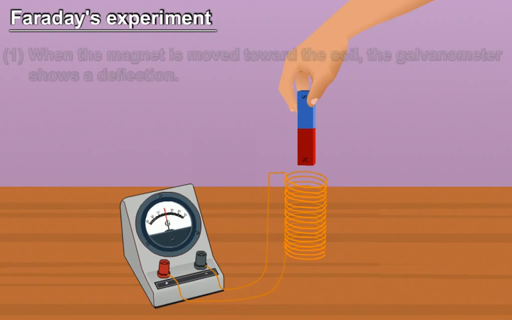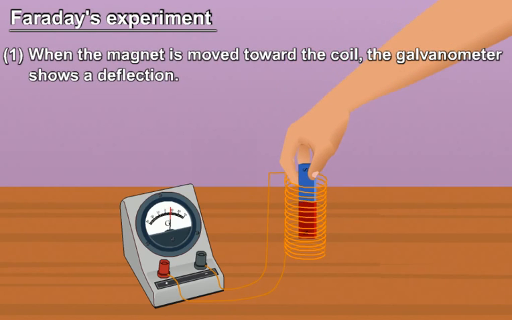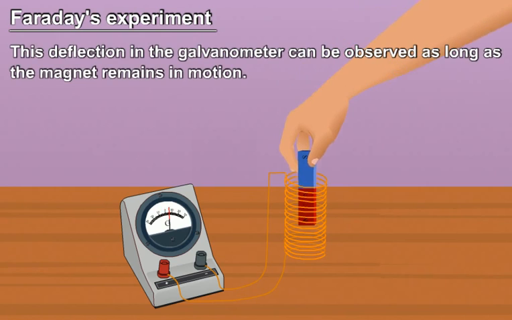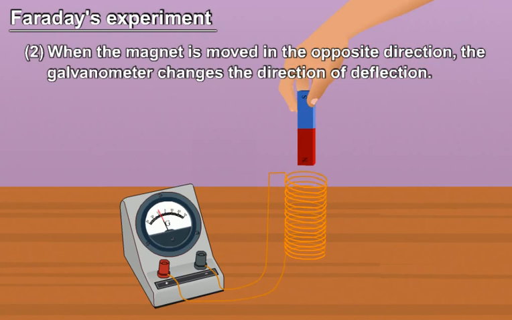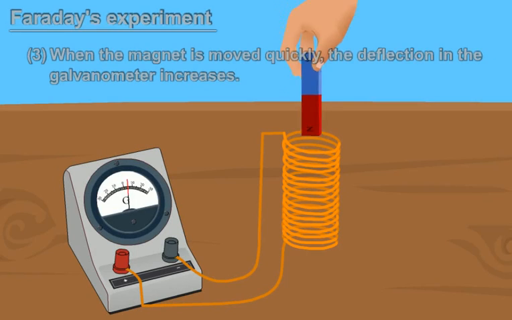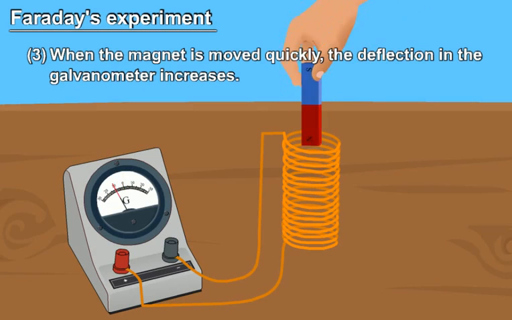Faraday found that when the magnet is moved toward the coil, the galvanometer shows a deflection. This deflection in the galvanometer can be observed as long as the magnet remains in motion. When the magnet is moved in the opposite direction, the galvanometer changes the direction of deflection. When the magnet is moved quickly, the deflection in the galvanometer increases.